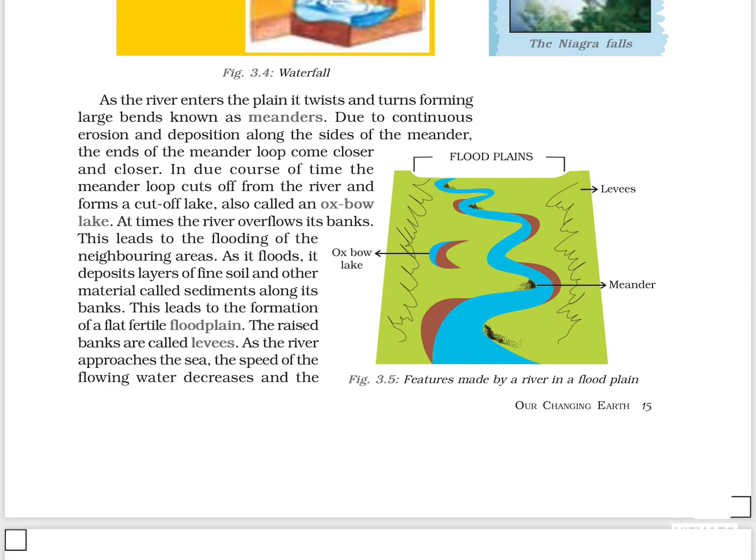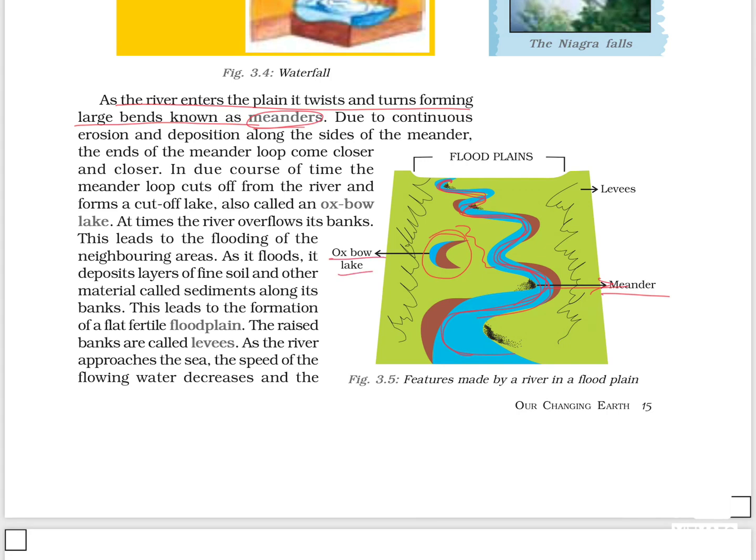What is meanders? As a river enters the plain, it twists and turns, forming large bends known as meanders. See, this is a plain, you don't have any slopes here, so water moving like this shape is called meander. So when the water moves, it erodes the plain. Due to the continuous erosion and deposition taking place, some places are cut down here, and here it formed a lake. This is called Oxbow Lake.